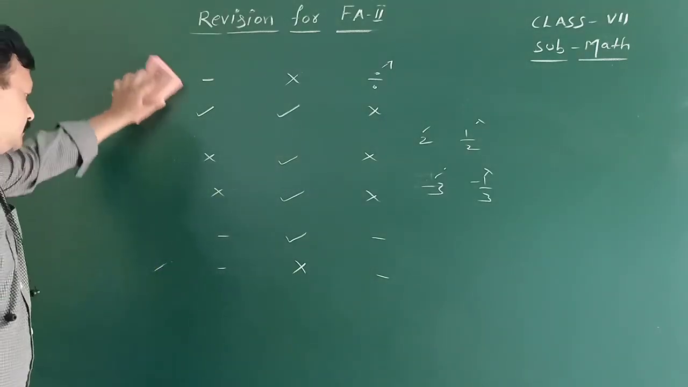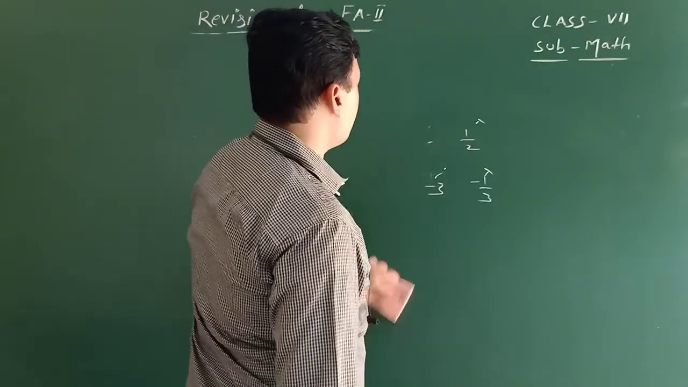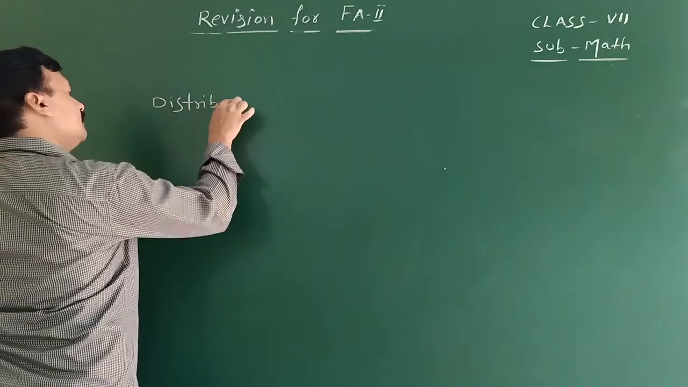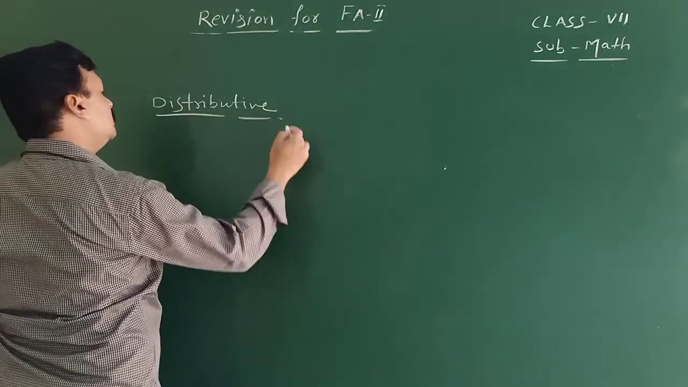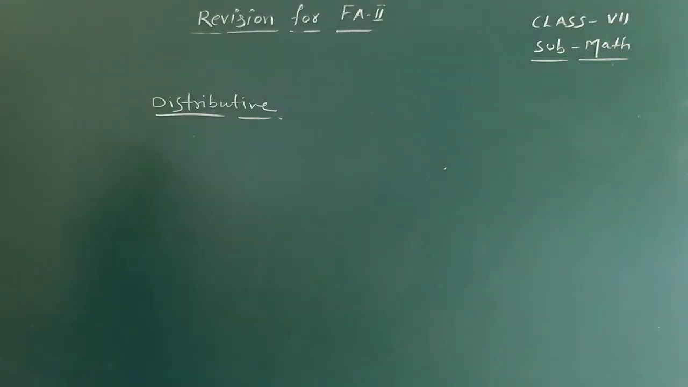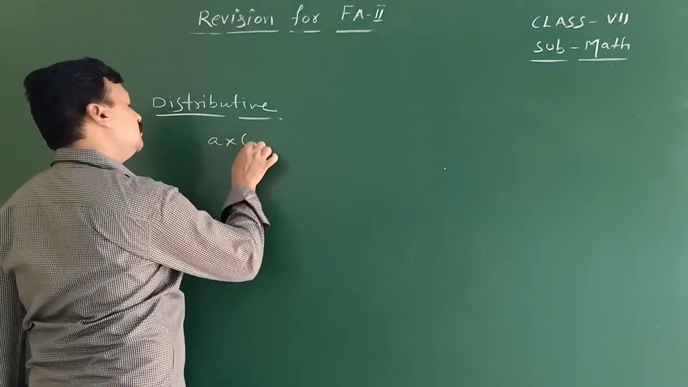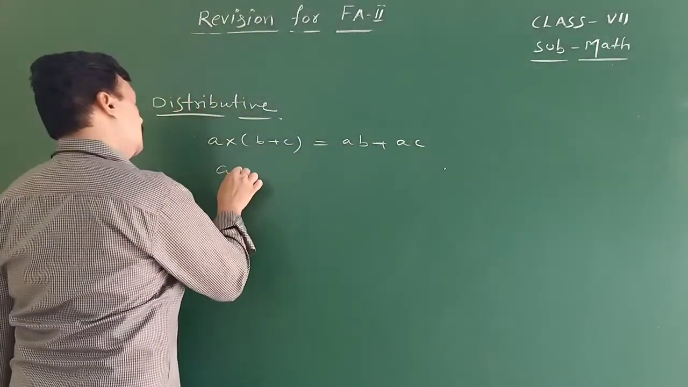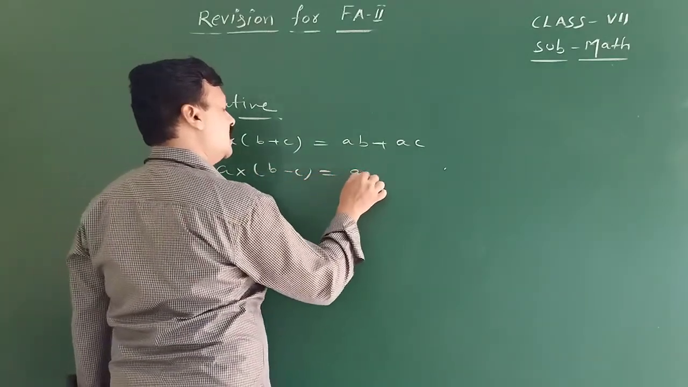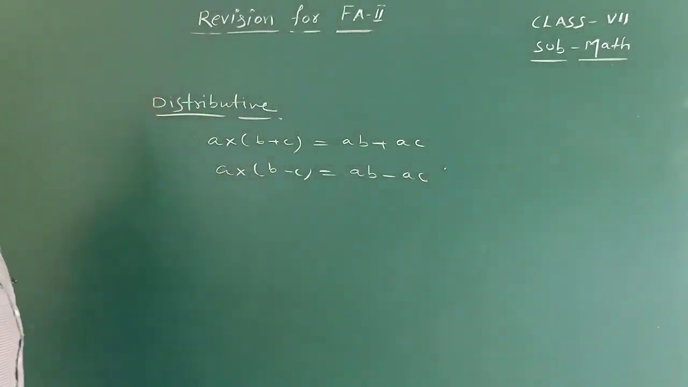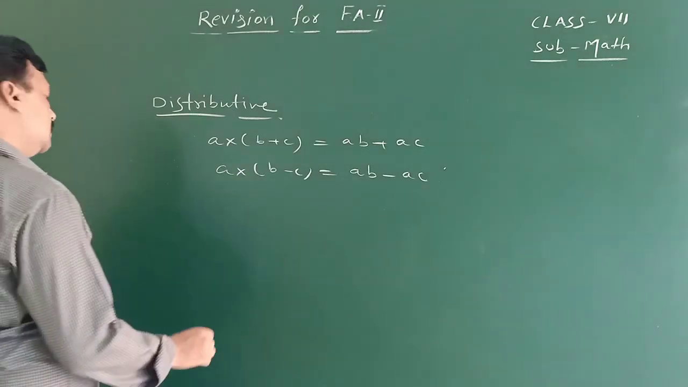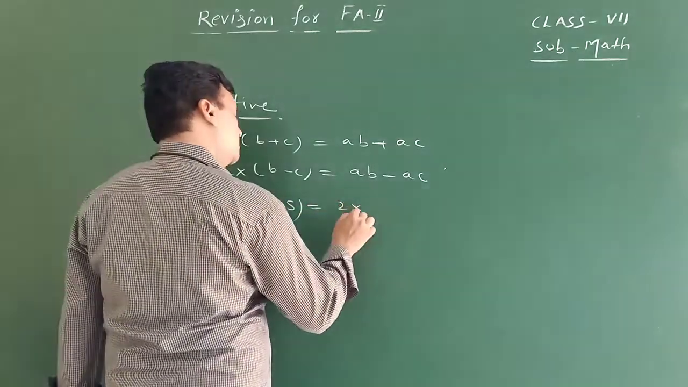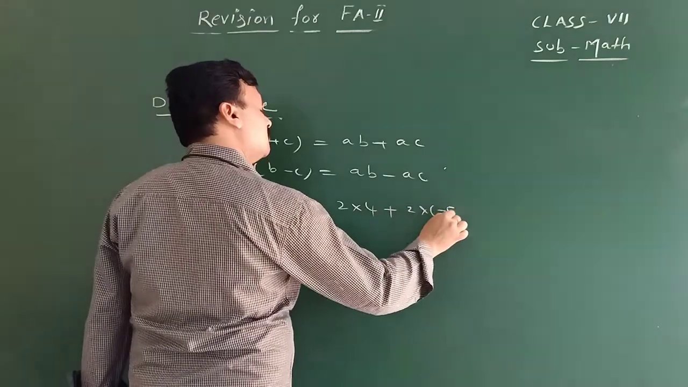Next, distributive property. Distributive with respect to multiplication over addition means a into (b plus c) equals ab plus ac. Otherwise, a into (b minus c) equals ab minus ac. Left distributive property. Here, for example, 2 into (4 plus minus 5) is given to me. That equals 2 into 4 plus 2 into minus 5.